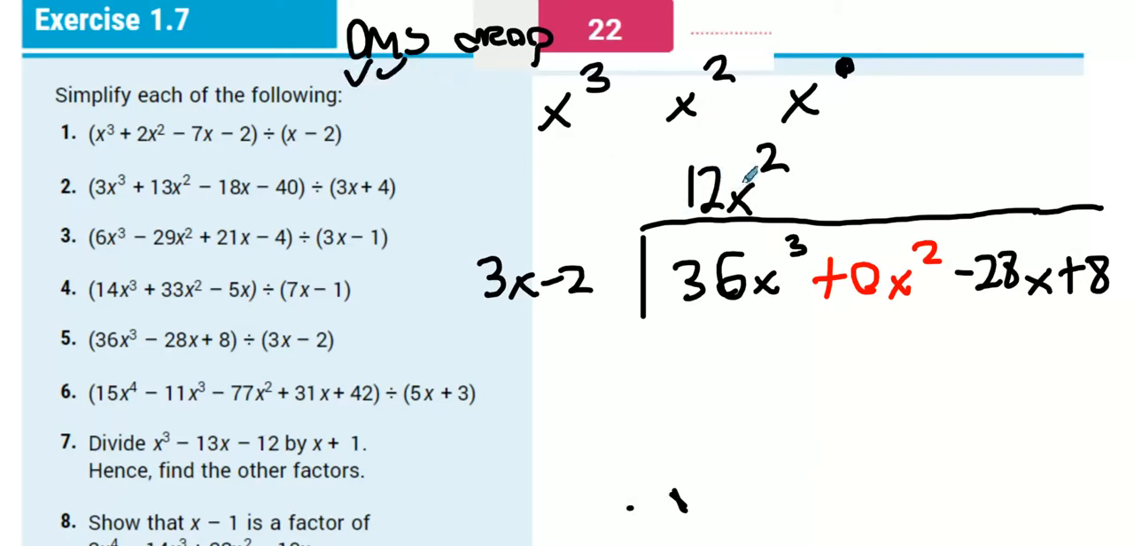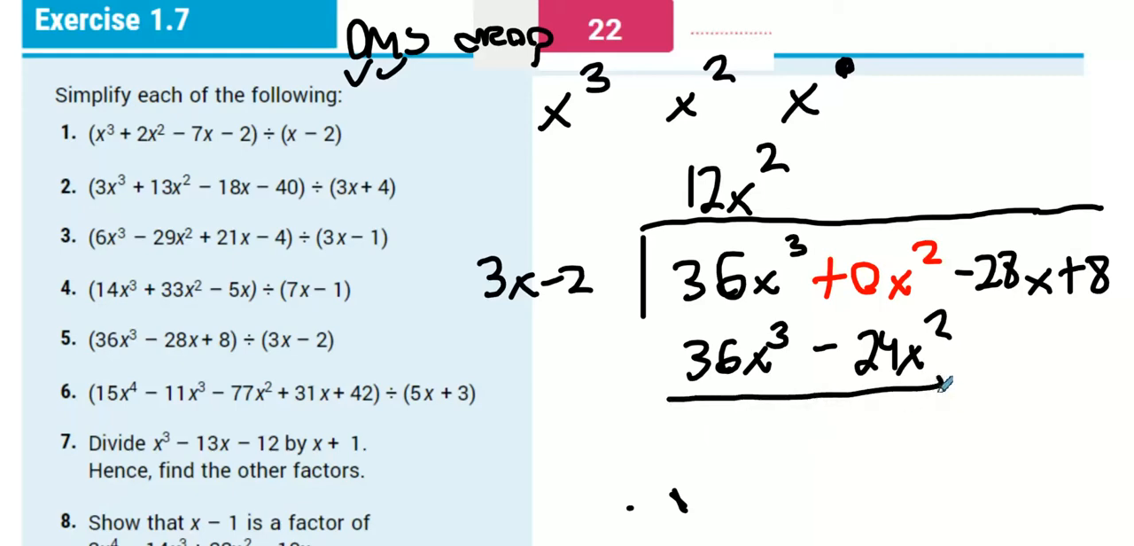Now multiply 12 by 3, and 12 by minus 2. Now, here's the part where people get tripped up. You have to subtract. Subtract means basically change the signs. It could be DMS or DMC. Plus turns to a minus, and minus turns to a plus. Go again. Drop.